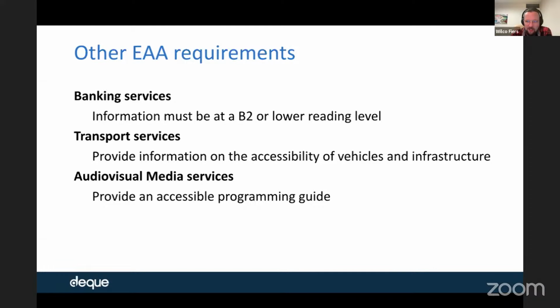And then the last one I'll end with, because I'm also running short on time a little bit, is audio visual media services. They're required to provide an accessible program guide. So if you're a TV station, you need to make sure that people know what's on when, and it needs to be in an accessible format. This doesn't specify how you provide this. It can be a website, it can be an app, but whatever way you do that has to be accessible. So really nice developments in improving the accessibility of these different services.